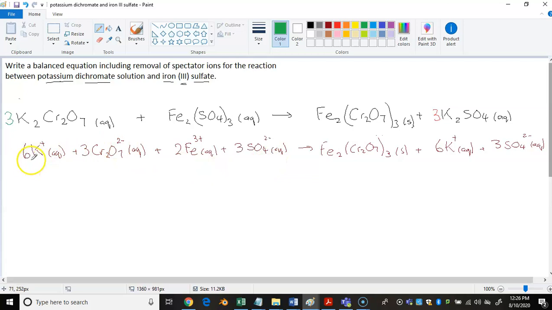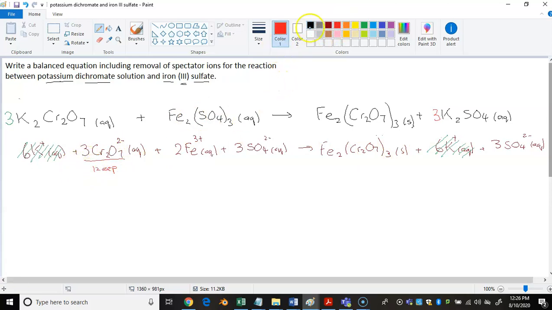So the first one here, 6K+ aqueous. I go to the other side of the arrow, 6K+ aqueous. It's exactly the same as it is on the reactant side, so I can cross it off both sides. It's not doing anything, it's not changing, so it's a spectator. Here, the next one, the dichromate ion, there's 3 of those. They've got a negative charge and they're in aqueous state. Over here, the dichromate ion is bound up with iron and it's in a solid state. So that one, I'm going to keep.